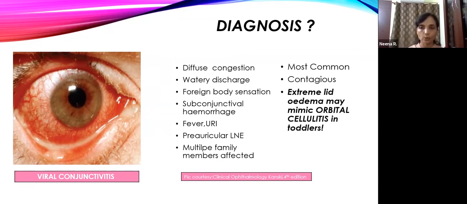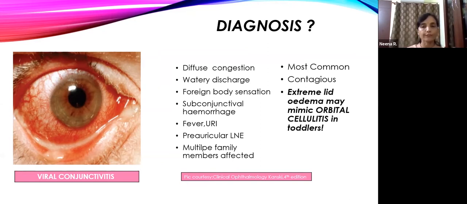You can give topical lubricants, antibiotics. You can give a prophylactic mild antibiotic like chloramphenicol to take care of secondary bacterial infection. And in certain cases, you may have to start the patient on topical steroids, like if there is severe swelling, severe ballooning of the conjunctiva, or if there is corneal involvement. But most of the time, it will subside with supportive and symptomatic management.